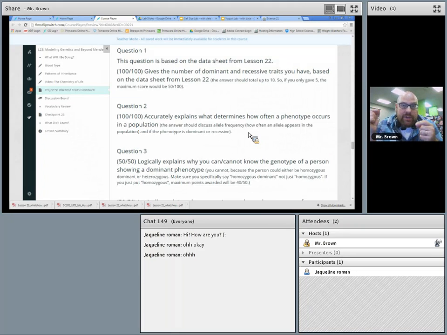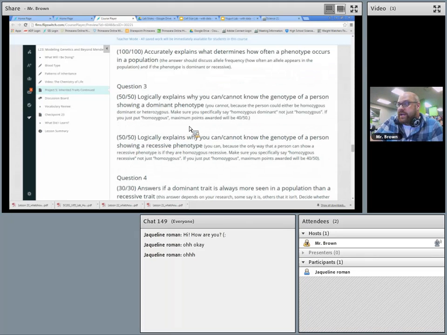Typically, dominant phenotypes do occur more often, simply because you can have 2 different gene combinations to have a dominant physical trait appear. You can either be homozygous dominant or heterozygous. To have a recessive trait appear, you have to be homozygous recessive only. So typically dominant traits are more prevalent in the population. Not always the case, but that is typical.